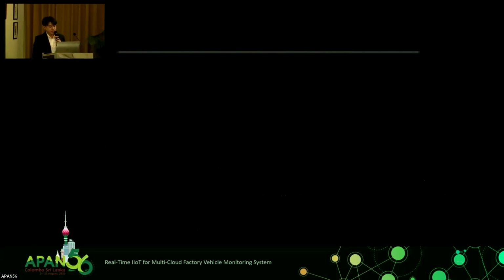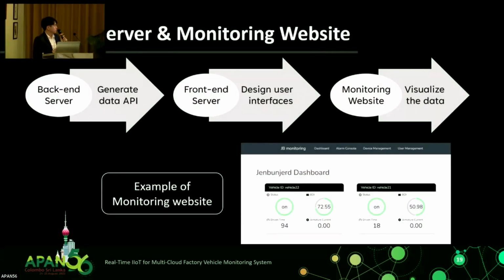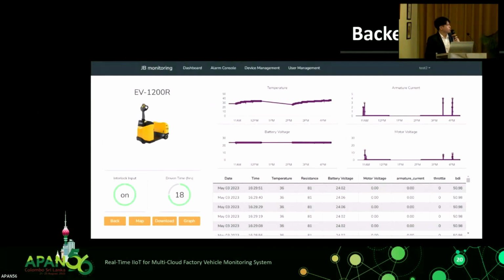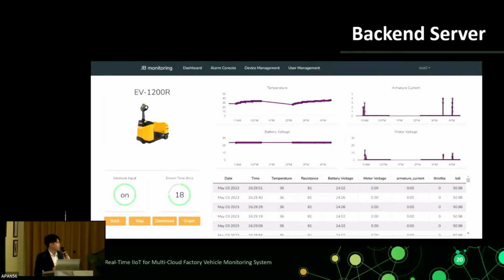This is an example of the monitoring website. In the example, we have one site named Genmanjer, and they have 2 operating vehicles inside and some recent information in the cards. And if we click on a card, we will have more detailed information of each vehicle, such as temperature, armature current, battery voltage, or motor voltage.